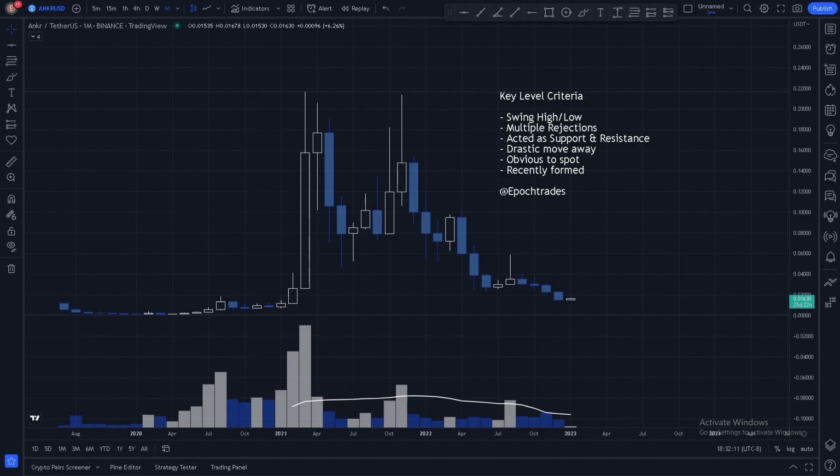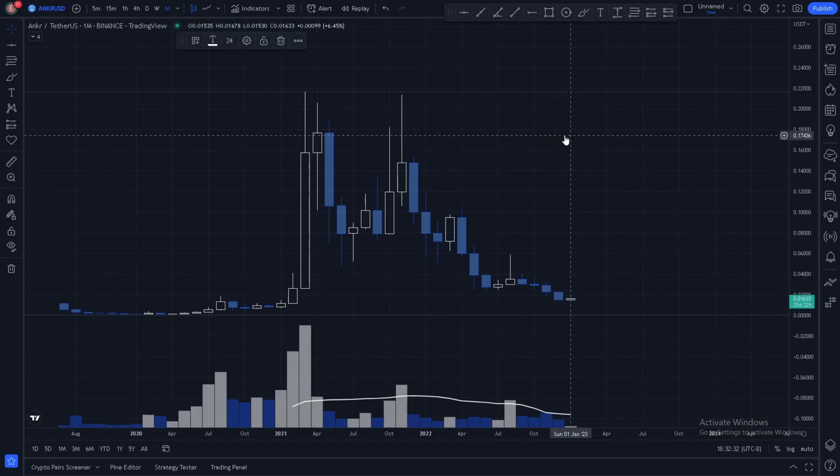Today we're going to be covering key levels on the monthly and weekly time frame for Ankr. So, as always, our key level criteria: we look for swing highs and swing lows, multiple rejections, acted as support and resistance, drastic moves away, obvious to spot, and recently formed. So, let's go ahead and hop right in.